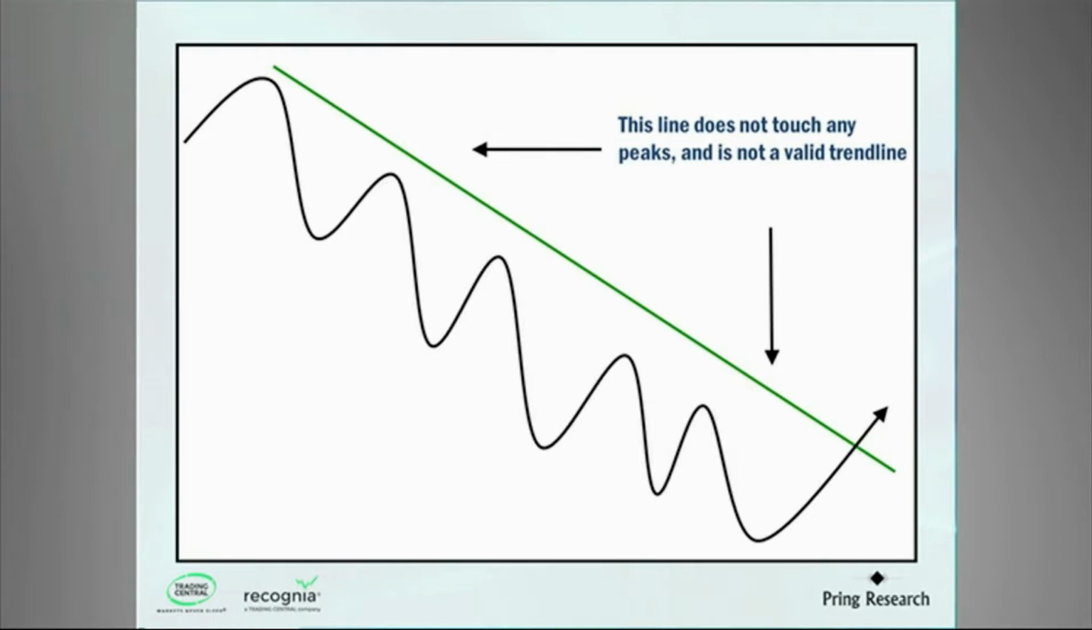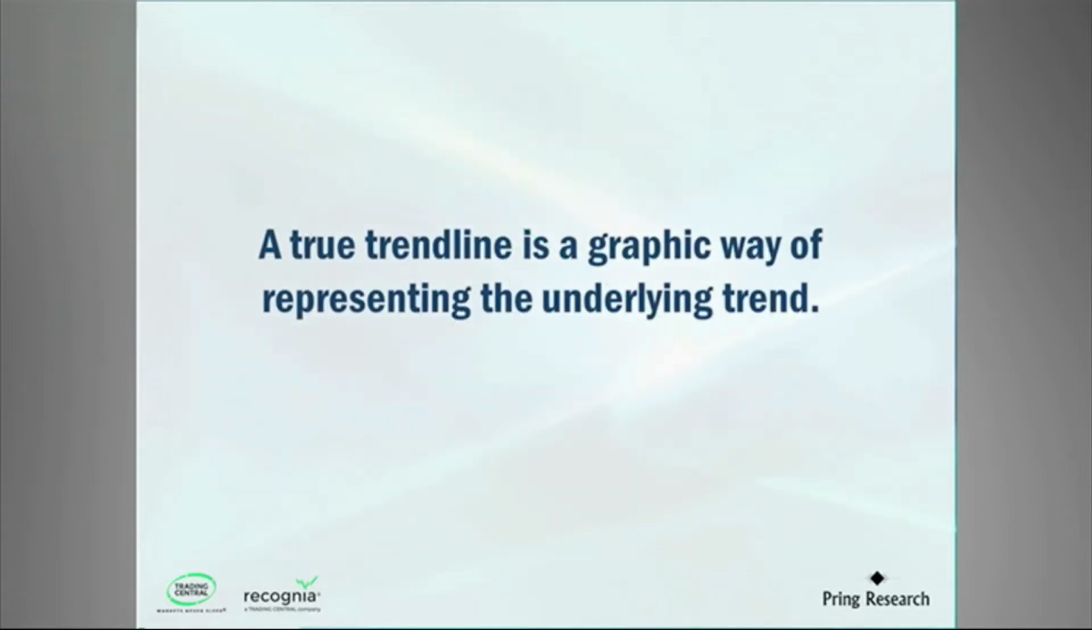That's because they give the casual observer the impression that they actually do have some significance by the very fact of simply appearing on the chart. It's a fundamentally important point because a true trend line is a graphic way of representing the underlying trend. Consequently, if it only touches one point or less, it cannot be a true trend line.